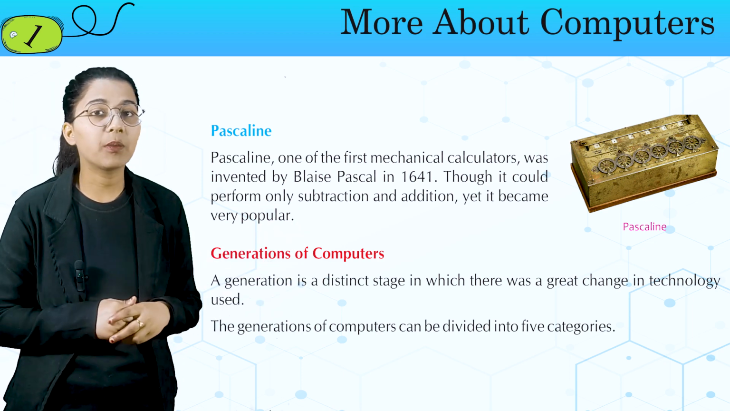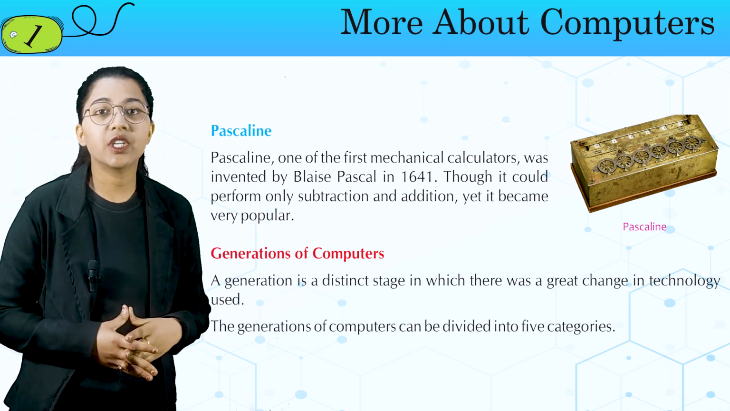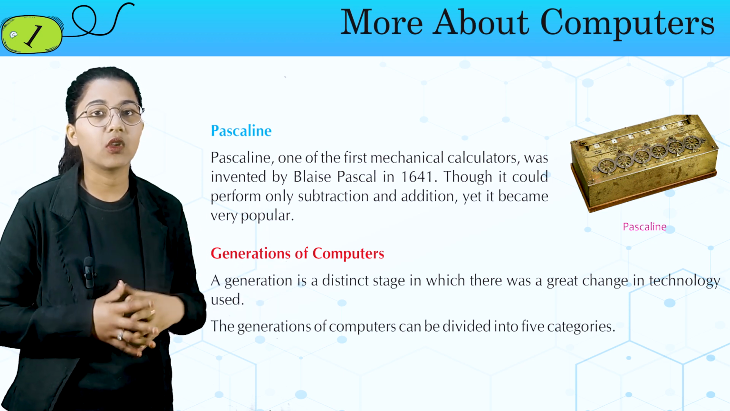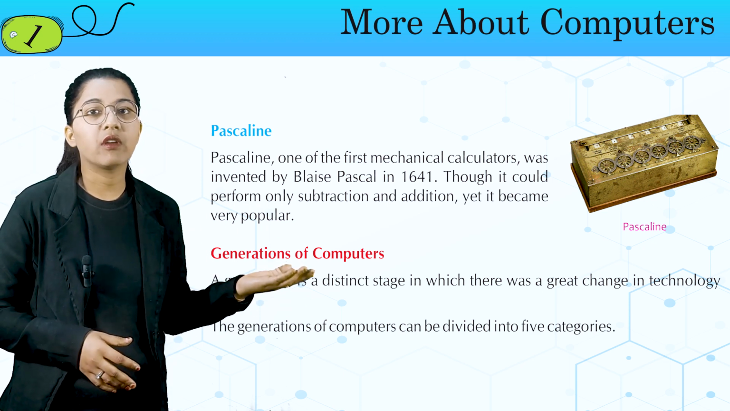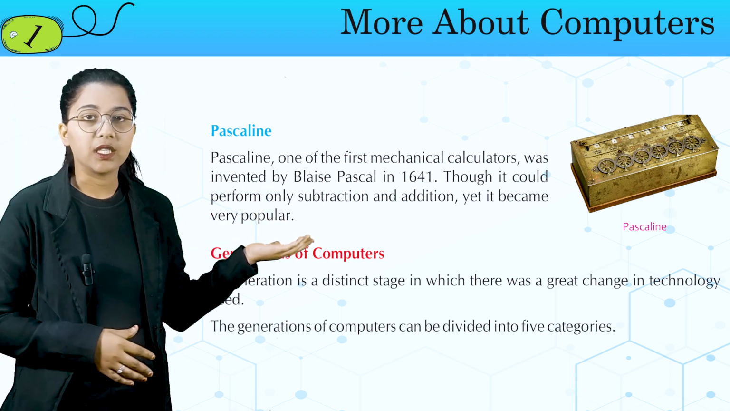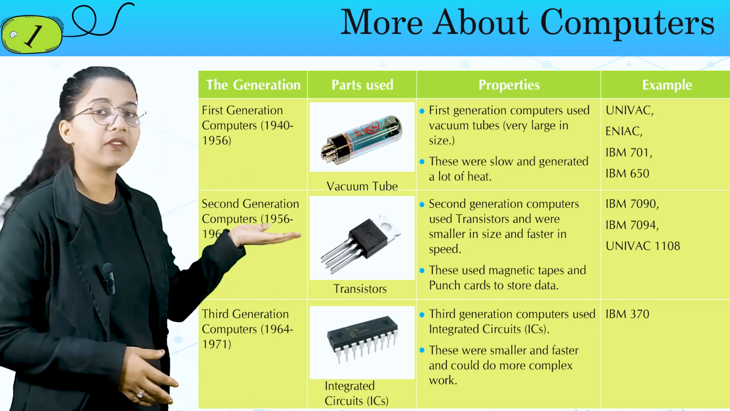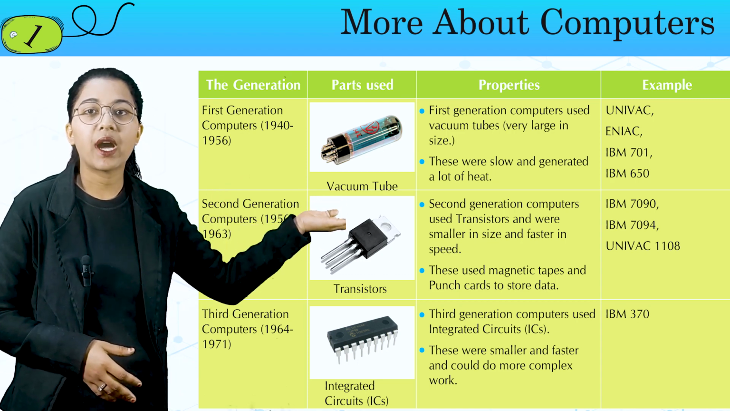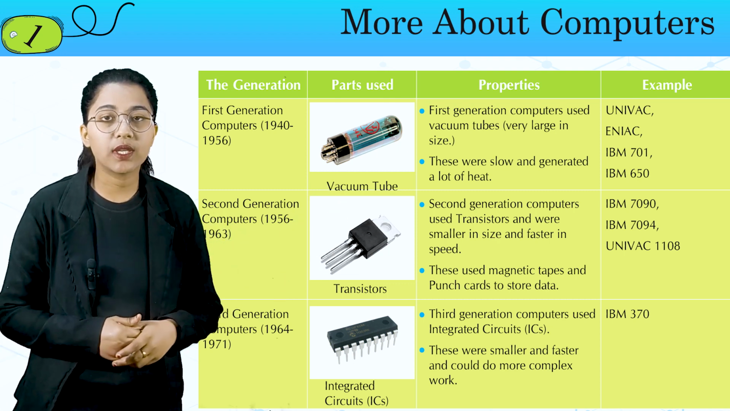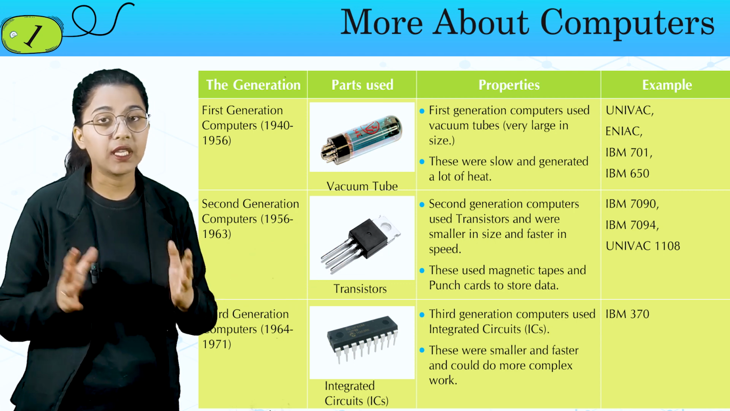Now our next topic is generations of computers. A generation is a distinct stage in which there was a great change in technology used. The generation of computers can be divided into 5 categories. Here are the 5 categories of computer. Here you can see the first generation, then parts used, then properties, and then example. So students, you have to go through this table and learn them very carefully.